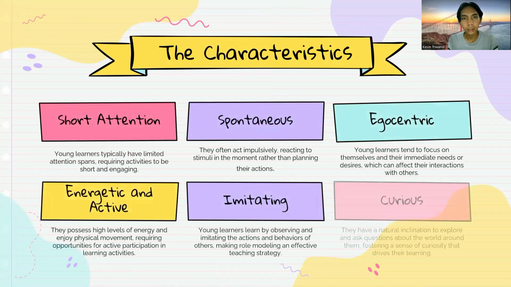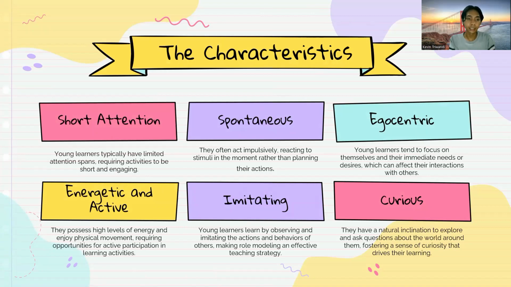So, there are eight characteristics that I will explain to all of you. The first is short attention. As we know, at a young age, specifically kids, they usually have a short attention span, especially in learning. So young learners typically have limited attention spans, requiring activities to be short and engaging.